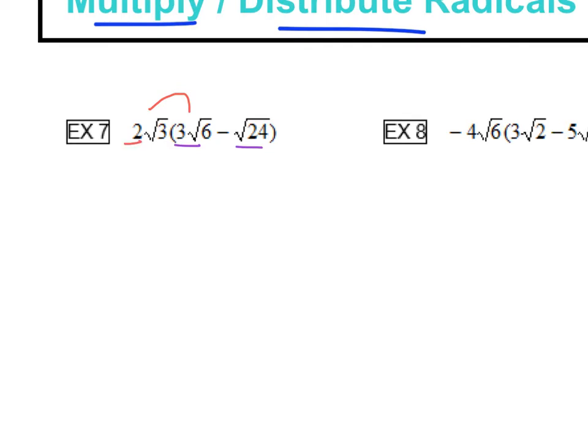So we're going to multiply the like parts. 2 times 3 gives us 6. And then when we multiply the square root of 3 times the square root of 6, our answer goes underneath the square root, and we actually do multiply the 3 times the 6 and get 18.